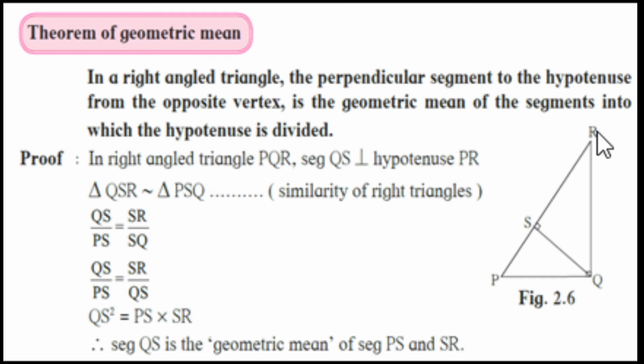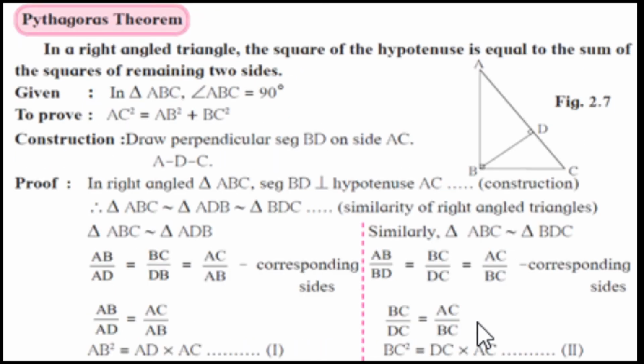PQR is a right angle triangle and QS is perpendicular to hypotenuse PR. Then the square of QS is equal to PS into SR. We have to remember this much only, that segment QS is the geometric mean of segment PS and SR.